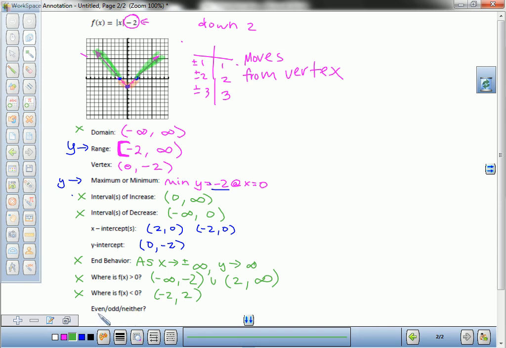Oh, one last one. Is it odd, even, or neither? Even. It is even because the vertex is still on the y-axis. Absolute value is either even or neither. Yes, ma'am. For the one that's negative, the less than 0, wouldn't you do 0 to negative 2 also? It is in there. From negative 2 to positive 2 goes from here to there. Okay?